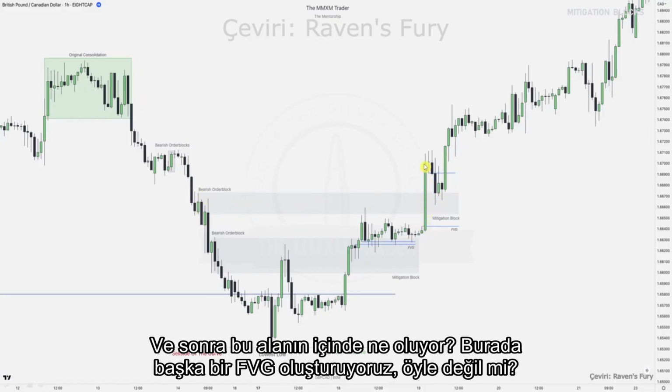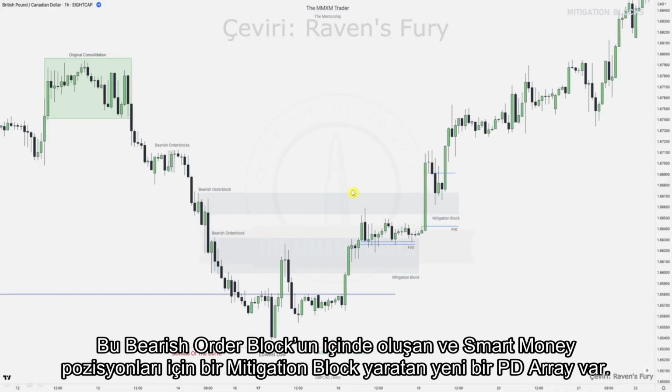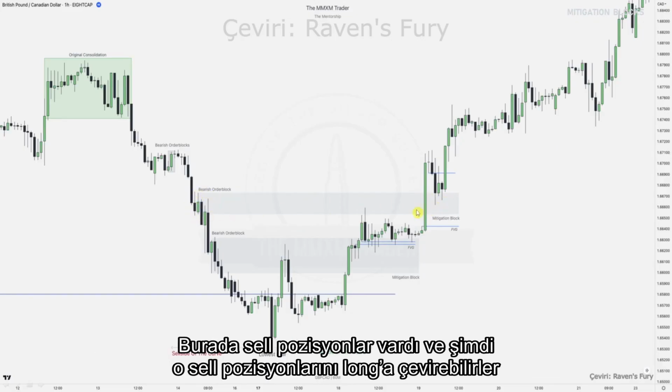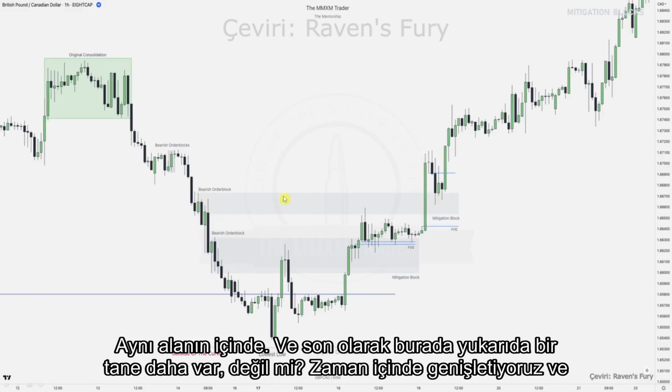And then what happens inside this area? We form another fair value gap, right? So we have another array which is formed inside that bearish order block, creating a mitigation block for their smart money positions. So here they were in sells, right? And now they can convert their sells into longs in that same area.